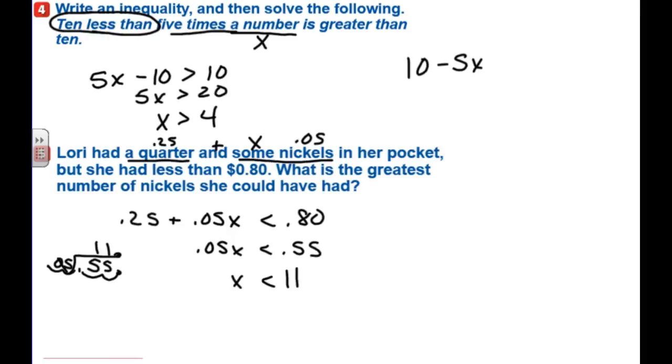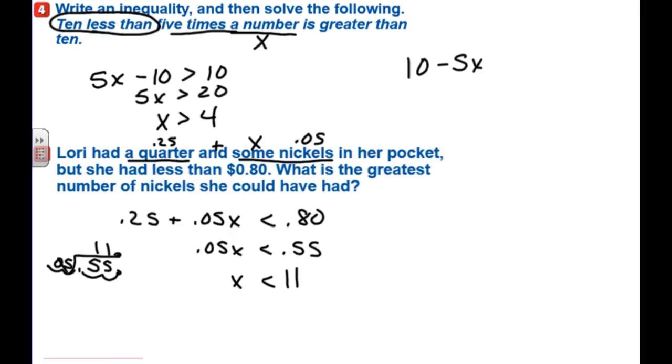Could she have 11 nickels in her pocket? Yes. No, because it says it had to be less than 80 cents. If it said that it could be less than or equal to 80 cents, then she could have 11. But she could have 10 or 9 or 8 or 7 or 6 or 5 or 4 or 3 or 2 or 1 or even 0. Because all of those values will give us a quantity of money in her pocket that's less than 80 cents. And she's going to be asking somebody to borrow some money for lunch.